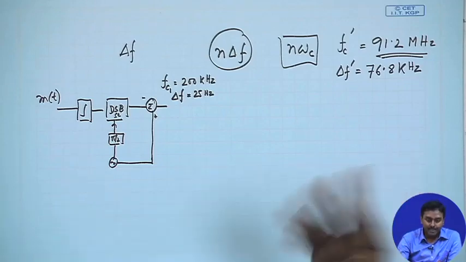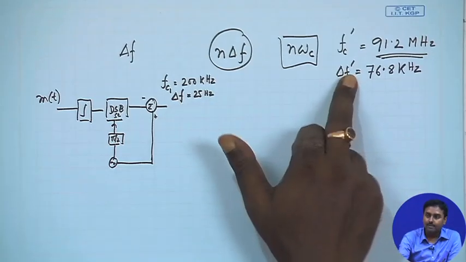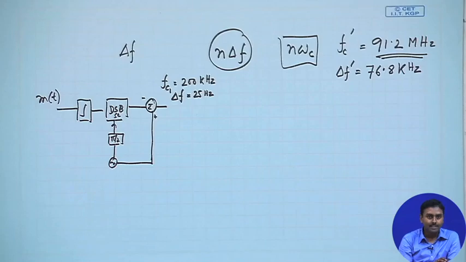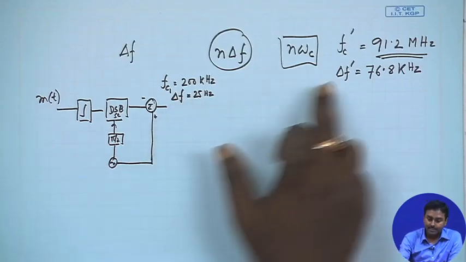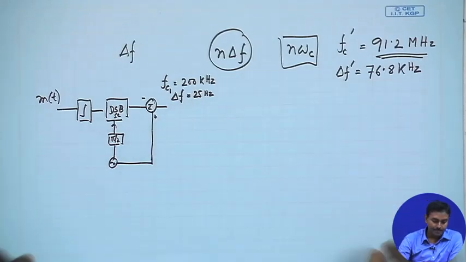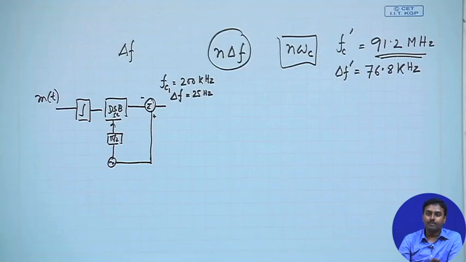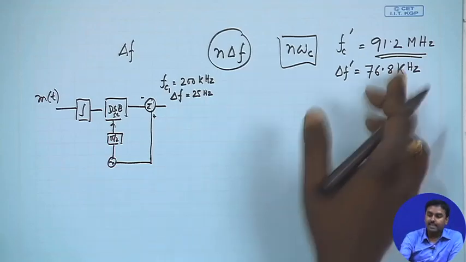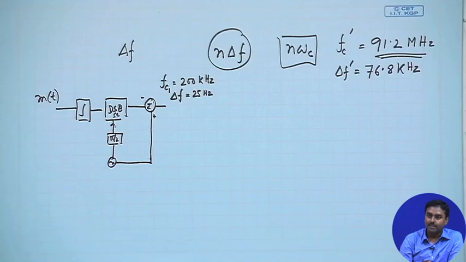How much multiplication? That should be this del f divided by this del f, that I will see immediately. So, if I just do that, immediately I will get a number. But the problem is, once I get that number, if I directly apply the multiplication, this will not take it to 91.2, to some other frequency. This is where I will have problem.